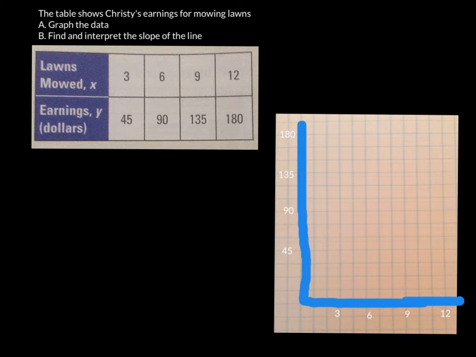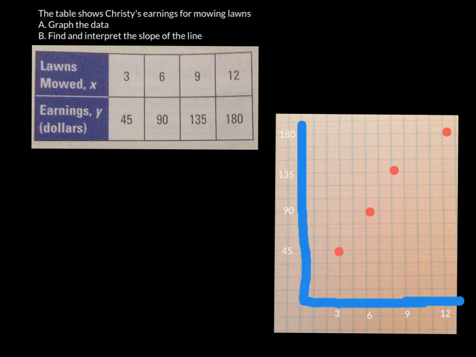Okay, so my graph over here is really bad. Do not make a graph like mine. Make a graph like the ones in your book, okay? But since it's kind of hard to make a graph on here, that's what my graph's going to look like, okay? So for graphing the data, we just take our points. So it'd be 3, 45, so right there, 6, 90, there, 9, 135, and 12, 180.